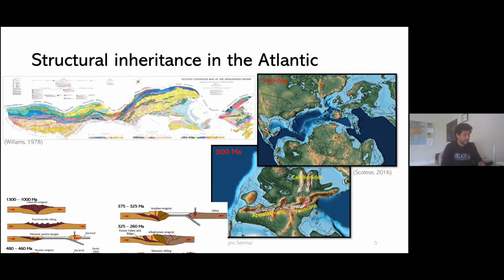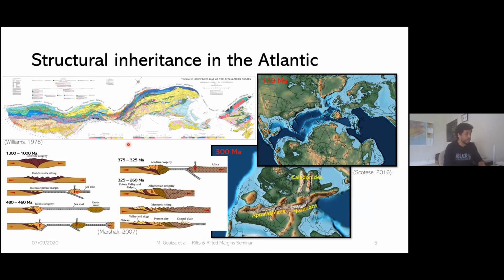And that circular inheritance is still preserved in the hinterland of the East North American margin that you can see. Basically, what we see is that the central part of the Atlantic, which was the first to open, reactivated the Appalachians. Then we moved to the segment between the Grand Banks and Iberia, and that reactivated the Variscans. And then at the end, we moved to the segment between East Greenland and Norway, which reactivated the Caledonides.